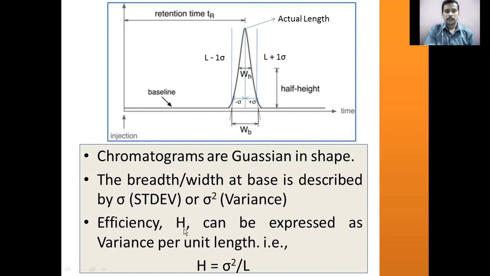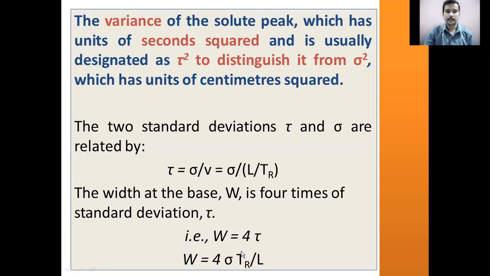So the height of the theoretical plate, this one peak is for the individual solute. It has been made up of a number of theoretical plates. So what is the height of an individual theoretical plate? Denoted by H. So H is written as sigma square divided by L. H is denoted as sigma square divided by L.